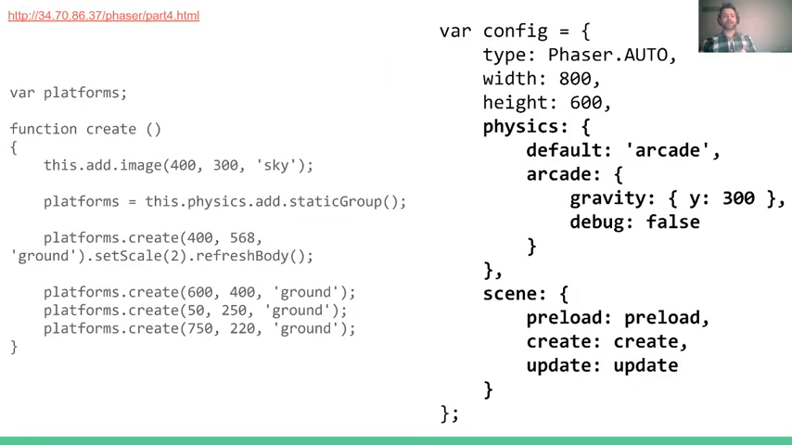Now if we want to add in some platforms, we can actually apply physics to them. So here in our create function, we're loading in our sky, and then we're going to add a group of these platforms. The platforms are just rectangles, with this ground tag being applied to it. We're going to create these platforms at various locations, and then set some physics as well. We're going to apply arcade physics, which gives it a more cartoony feel. You can apply more realistic physics too.